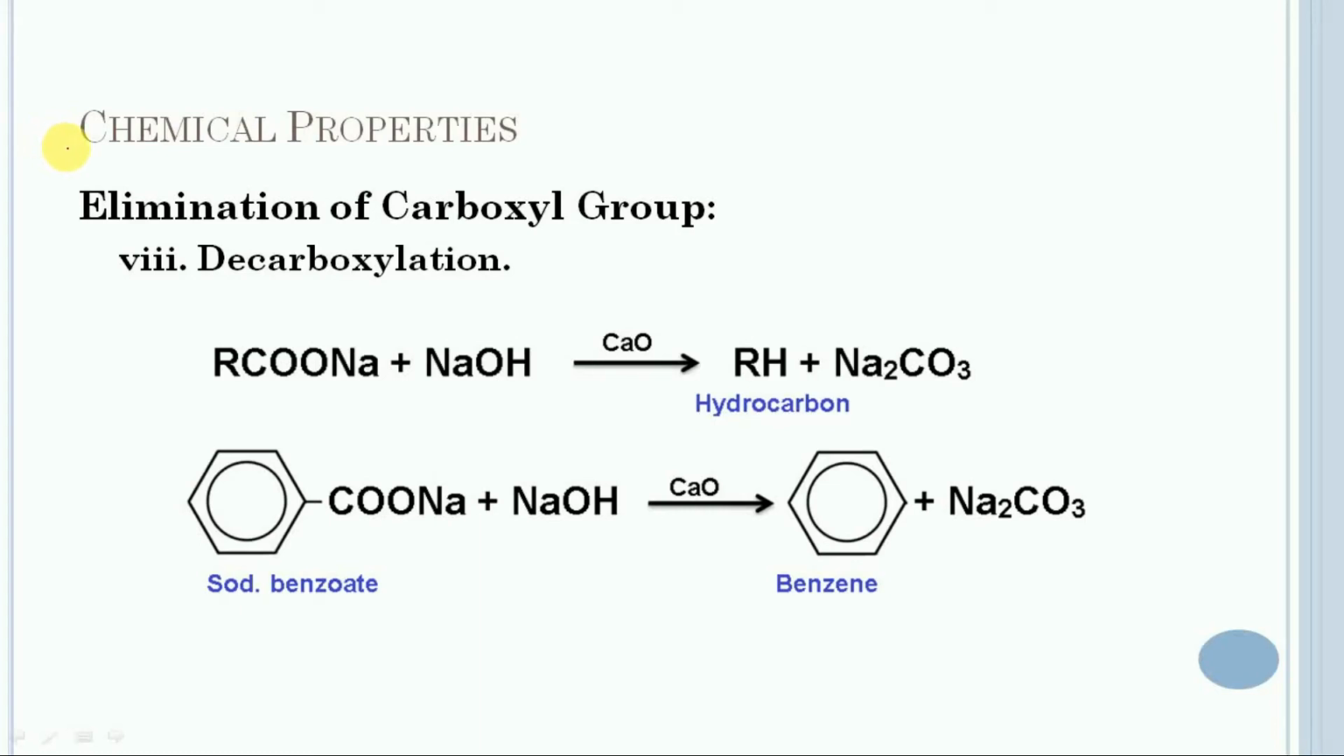Next category is elimination of carboxylic group, and the reaction is decarboxylation. In this case, simple carboxylic acid get decarboxylated to form the hydrocarbon. When their sodium salt are treated with soda lime, they get converted into hydrocarbon. So let us consider its example.